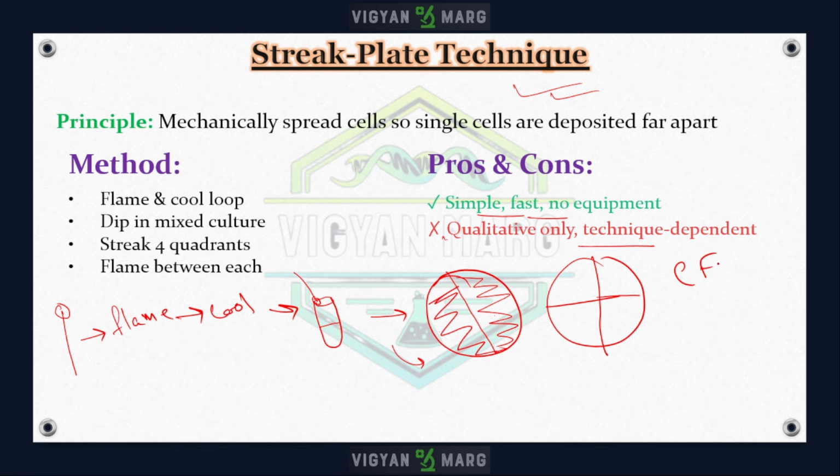Okay, I will explain it later, the CFU, colony forming unit. CFU cannot be calculated, and the results strongly depend on good technique, especially proper flaming and minimal overlapping of the streak, how you are streaking. These things depend on that.